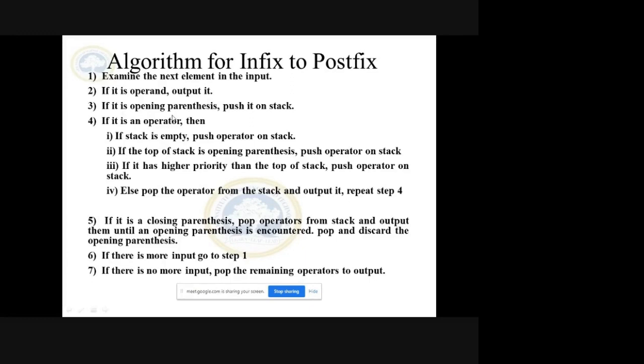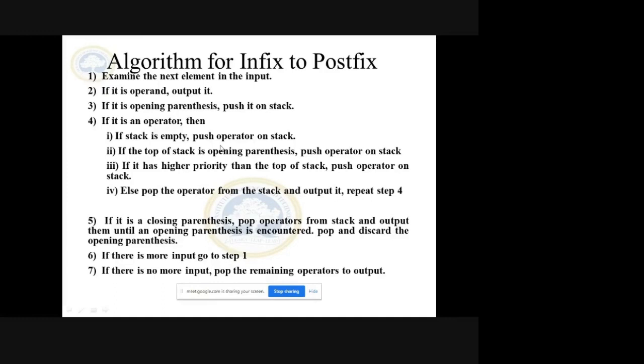If it is an operand, you have to put it in the output. If it is an open parenthesis or any operator, push it inside the stack. So if it is an operator, you are going to push the operator into the stack. But when you push, if the stack is empty, you need not compare anything, you can just push the particular operator inside the stack.